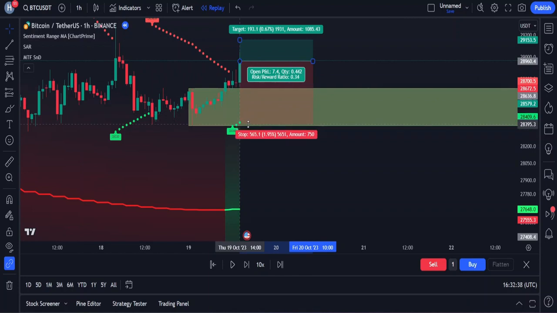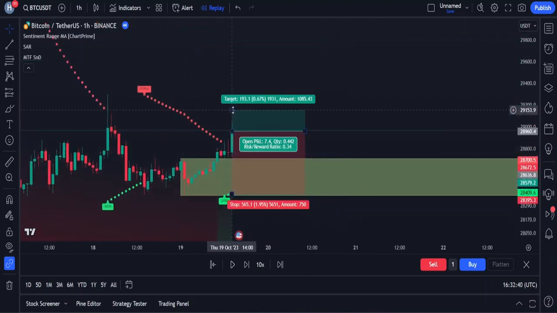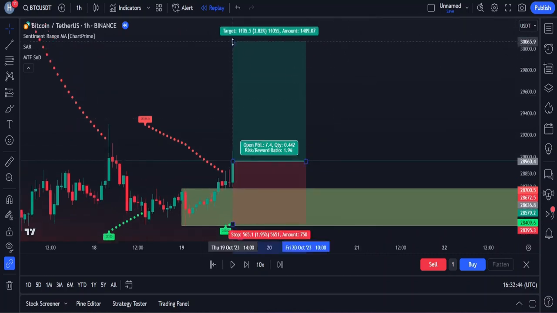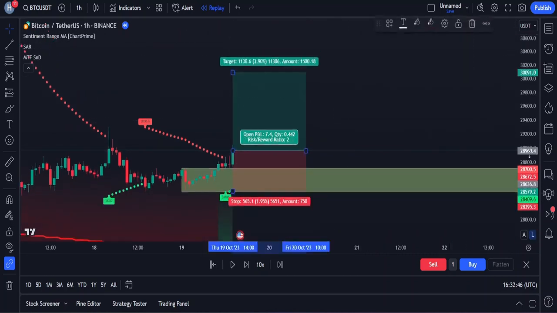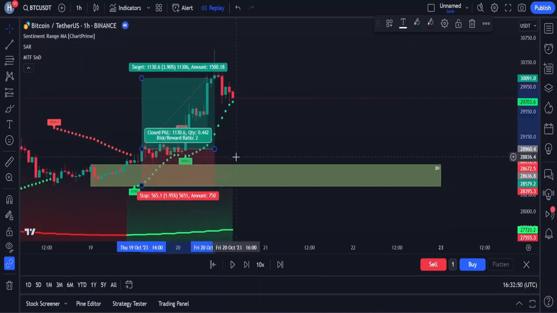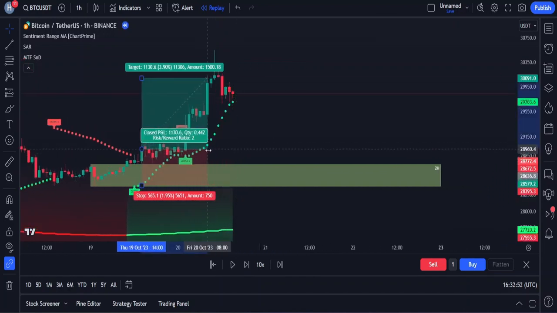We will set the stop loss below the parabolic SAR dots, which will be right here, and we will target a minimum of 2 times the risk. You can even target supply levels, but that totally depends on you. As you can see, this was a pretty good, profitable trade.